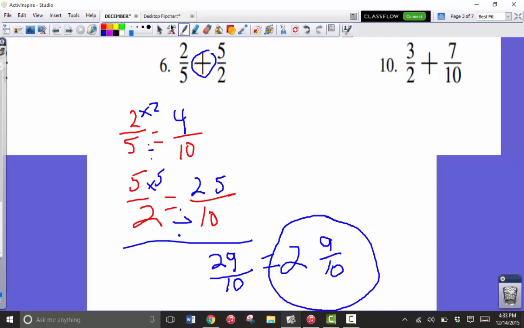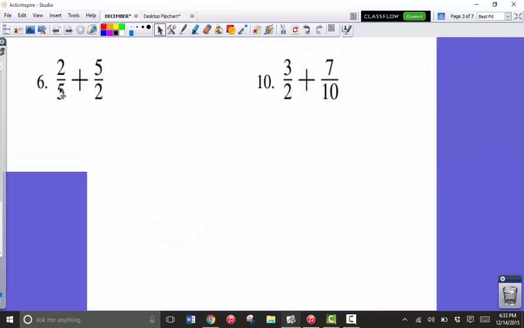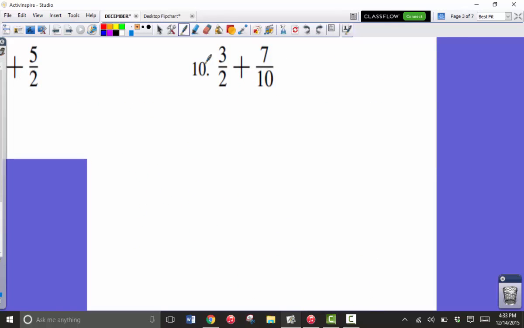I'm going to do one more, number 10 for you. Here we go. And I like to set them up vertically. So I have 3 over 2 and 7 over 10.